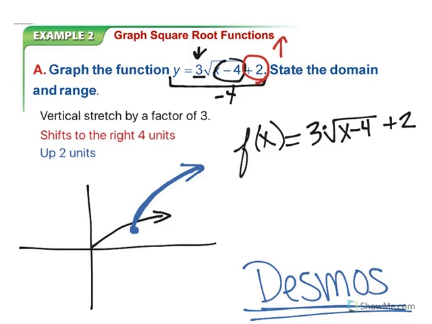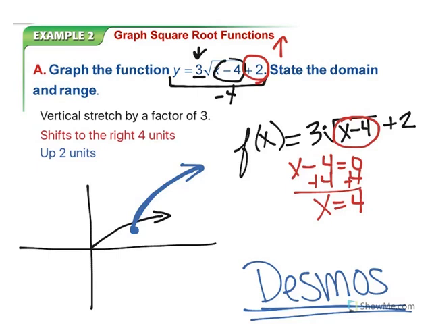Now we actually have to state the domain and range. Alright, so now we need the domain and range. Remember that we need this to be positive, that's underneath the square root. So we're going to set that equal to 0. Add 4 to both sides. It says x is equal to 4. That's going to give us 0, so we need everything greater than 4. So domain is x such that x is greater than or equal to 4.